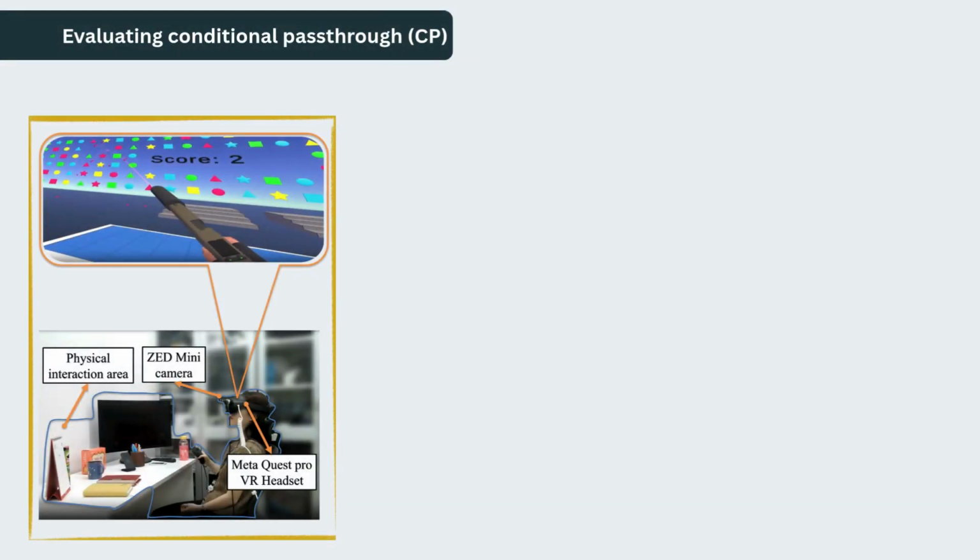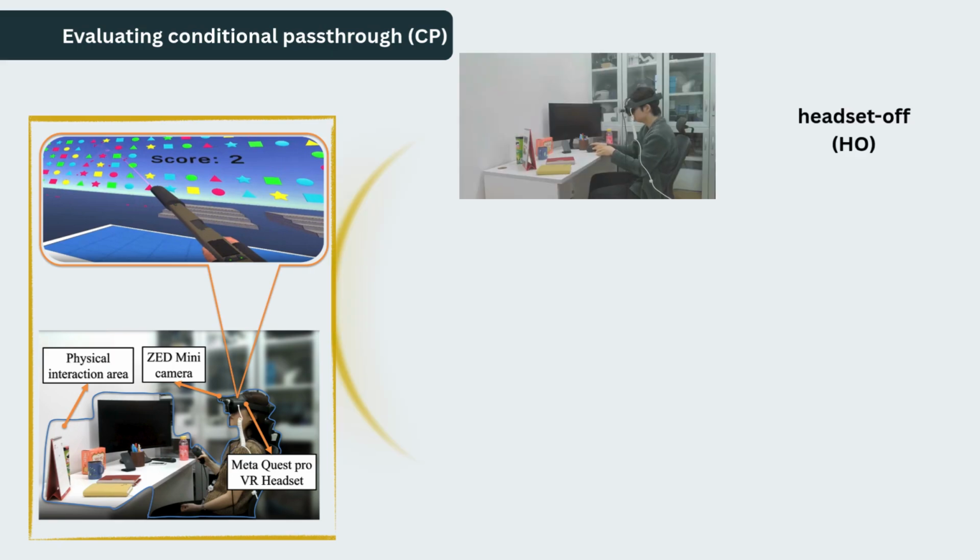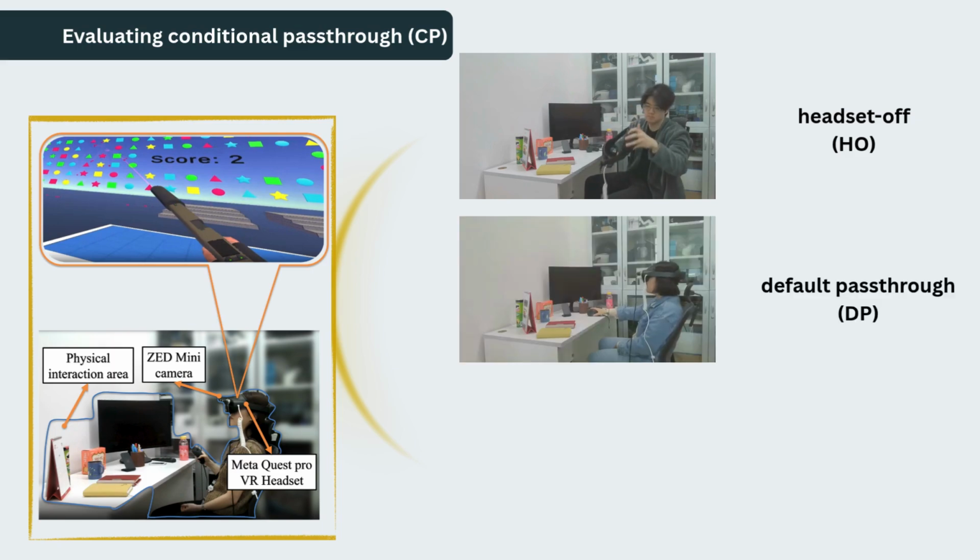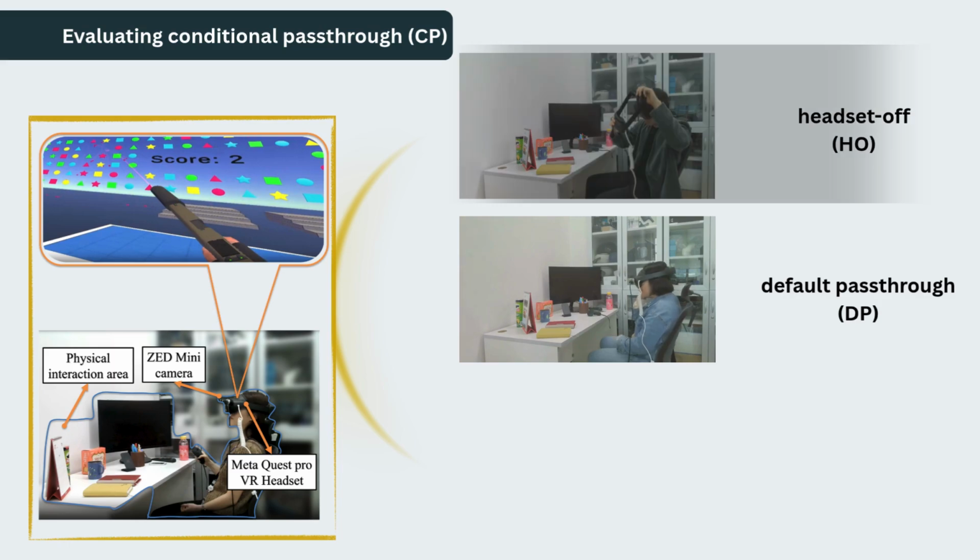To evaluate the conditional pass-through technique as a part of the SelfBlending framework, we compared it against 2 common interaction methods: headset off, where participants physically removed the headset to interact with real-world objects, and default pass-through, where the headset's built-in full-view pass-through feature was used. In the conditional pass-through, SelfBlending was employed to selectively blend only the target item into the virtual environment.